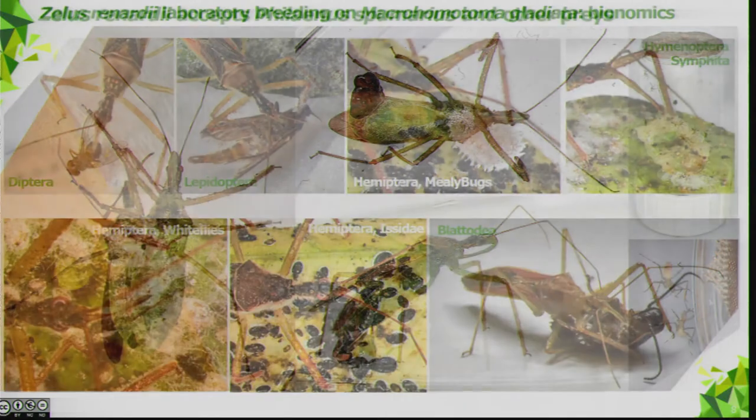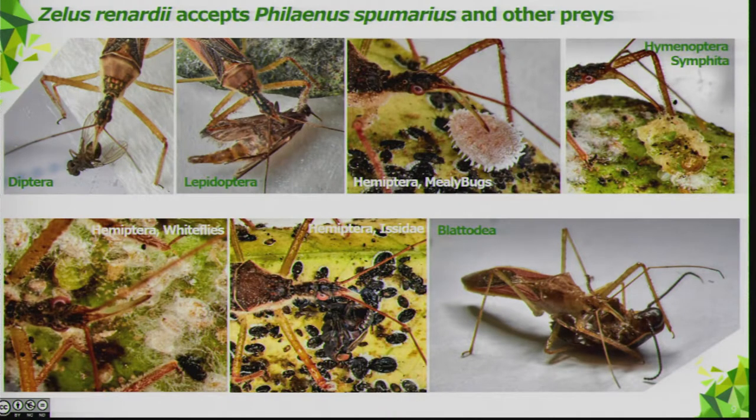Recently, with the advent of the Philaenus problem, we started testing the ability of Zelus to catch different prey. Of course, we focused on different orders, and we realized soon that it preys on Diptera. It enjoys Drosophila suzukii very much, small moths, Lepidoptera, enjoys Hemiptera very much, such as mealybugs and also scale insects, but doesn't enjoy whitefly.